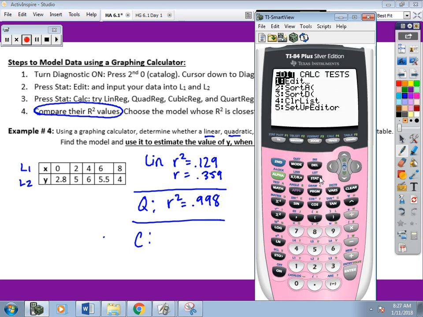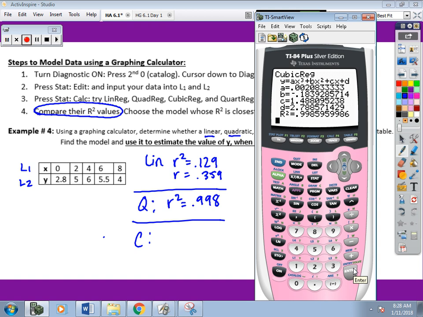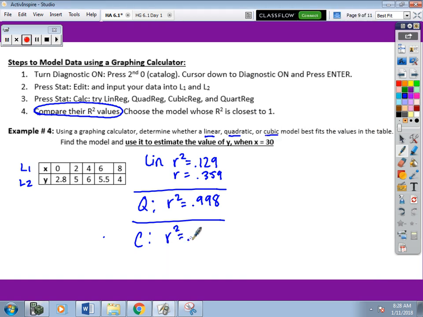So stat, arrow to calculate, and choose option 6 this time for cubic. For this one, the R squared value is 0.9985, which would be 0.999. So the cubic model is best.